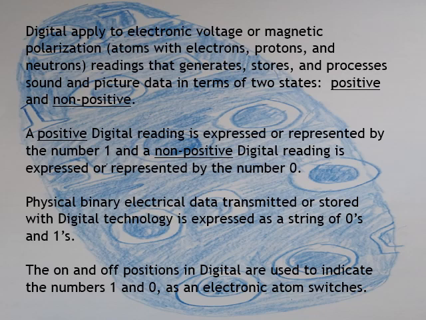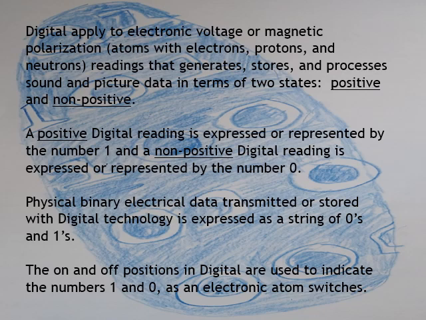A positive digital reading is expressed or represented by the number 1. A non-positive digital reading is expressed or represented by the number 0. Physical binary electrical data transmitted or stored with digital technology is expressed as a string of zeros and ones.